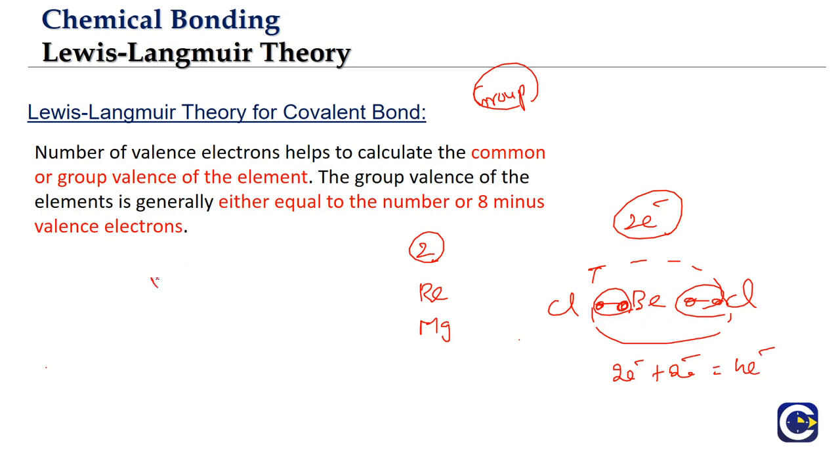But here we are discussing the valency, right? So valency is equal to what? 2, which is equal to the number of valence electrons. Now come to the story of the first group. So first group, if you look at the elements, what are the elements?